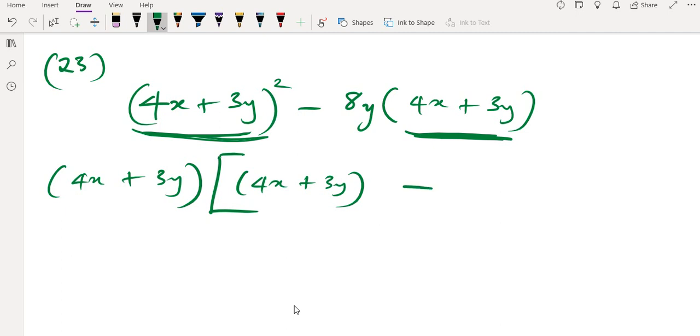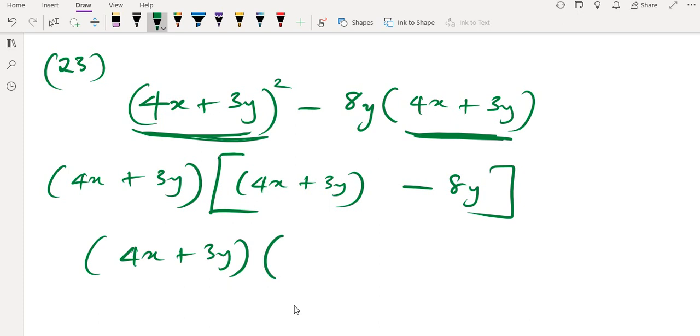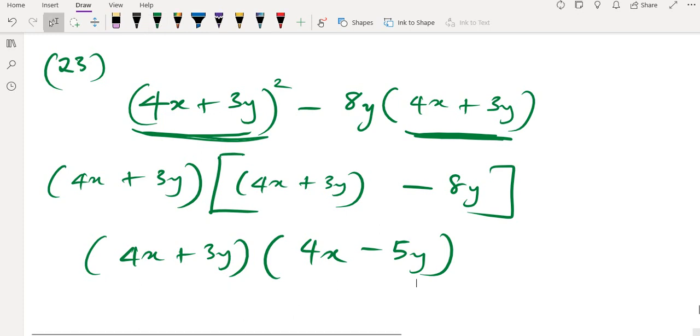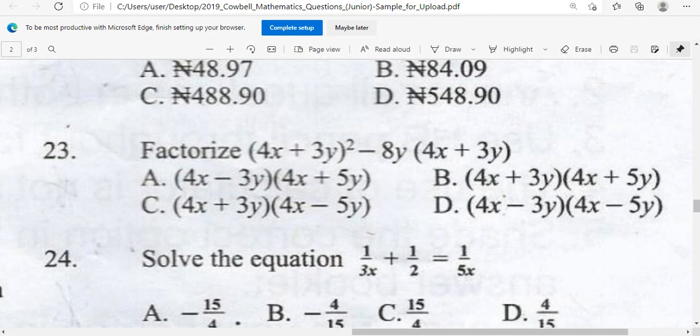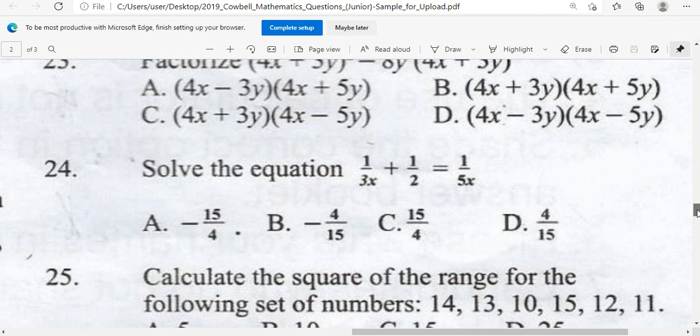Right? Bring out 4x plus 3y here. What will be left? Minus 8y. So that gives us 4x plus 3y minus 8y, which is 4x minus 5y. Okay, well, we were asked to expand it. What was the question? Factorize. Okay, factorize. So that's it. Option what? Option C. Solve it.